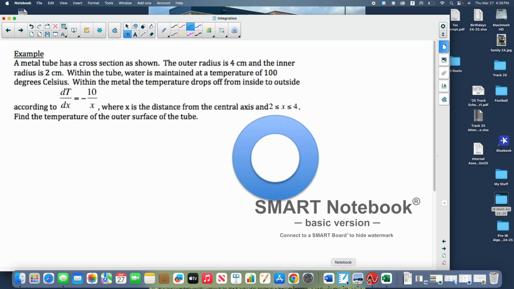All right. Let's go again. So let's try one more of these type problems here. A metal tube has a cross section as shown below. So this is, cut this pipe in half. The outer radius is 4 centimeters and the inner radius is 2. So from here to here is 2. And from here to there is 4.